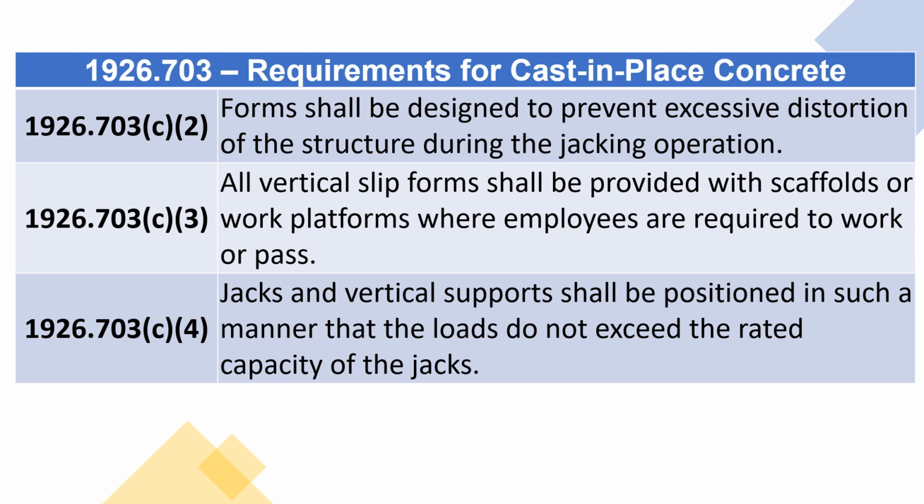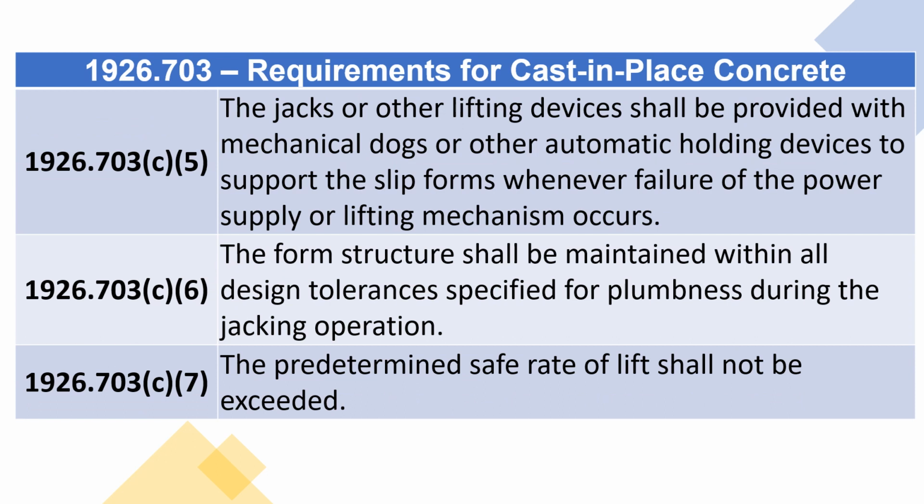1926.703(c)(4) Jacks and vertical supports shall be positioned in such a manner that the loads do not exceed the rated capacity of the jacks. 1926.703(c)(5) The jacks or other lifting devices shall be provided with mechanical dogs or other automatic holding devices to support the slip forms whenever failure of the power supply or lifting mechanism occurs. 1926.703(c)(6) The form structure shall be maintained within all design tolerances specified for plumbness during the jacking operation. 1926.703(c)(7) The predetermined safe rate of lift shall not be exceeded.